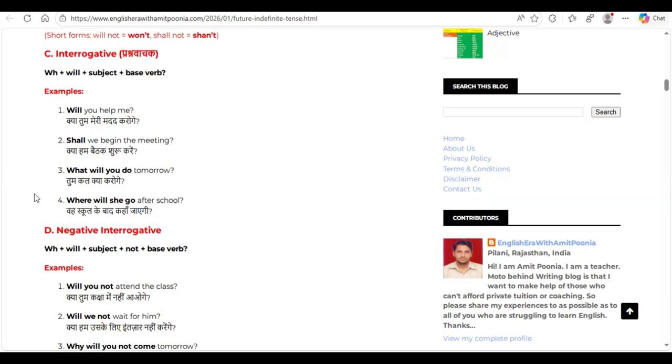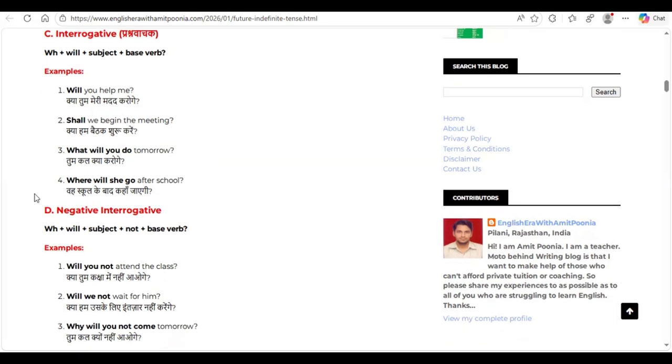As I have told in previous videos, if a question has the answer yes or no, then it will start with a simple auxiliary verb. So here we will use auxiliary verb will, then our subject you, then the base form of the verb help, and then me, that is our object. So the complete sentence will be: will you help me?